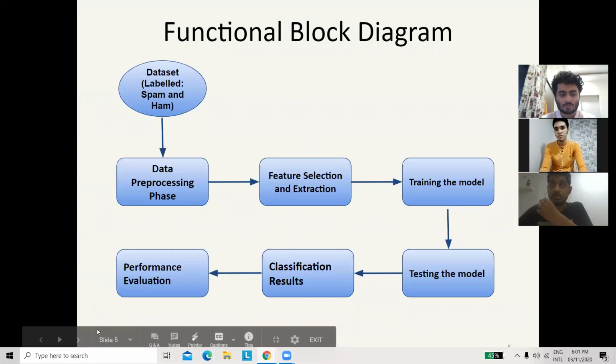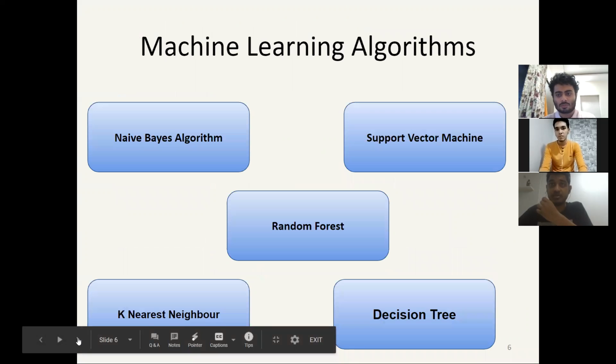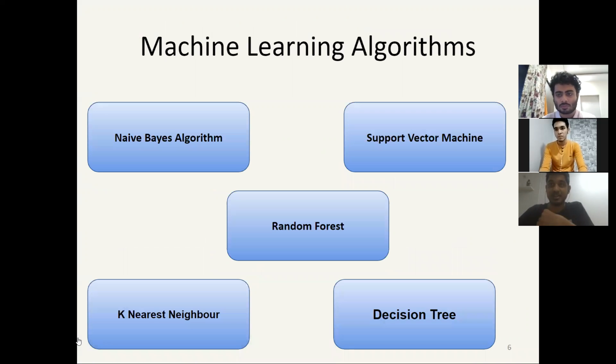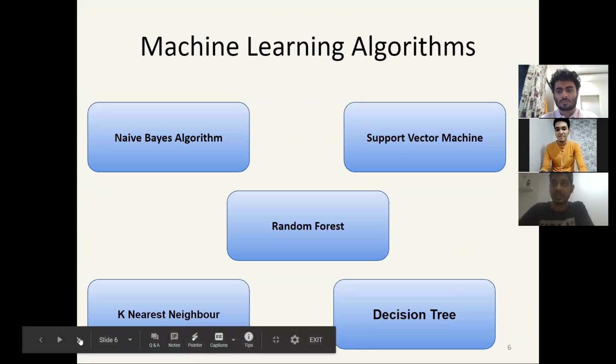So getting to the next slide, which is the flow of the machine learning algorithms. Machine learning algorithms which we have used are the naive Bayes algorithm, which is a probabilistic classifier, support vector machines, random forest using bootstrap aggregation, decision trees, and k nearest neighbors.